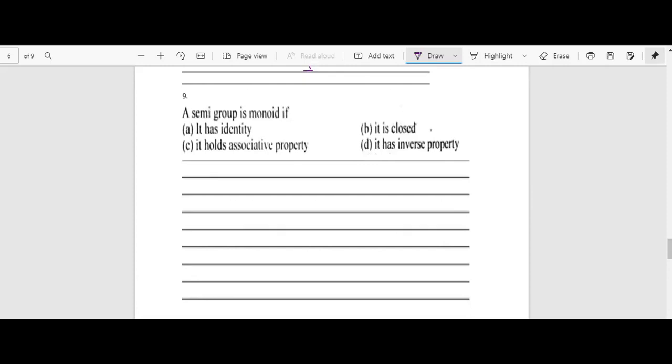A semigroup is a monoid if, all right. Now if I talk about the definition of a monoid, it basically should be closed with respect to the binary operation. Again, it should be associative and it should contain the identity element, right? And if I talk about a semigroup, it is closed with respect to the binary operation and it satisfies the associative property, right? So a semigroup is closed and it has the associative property.